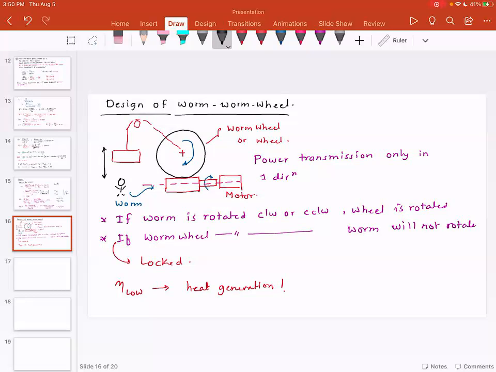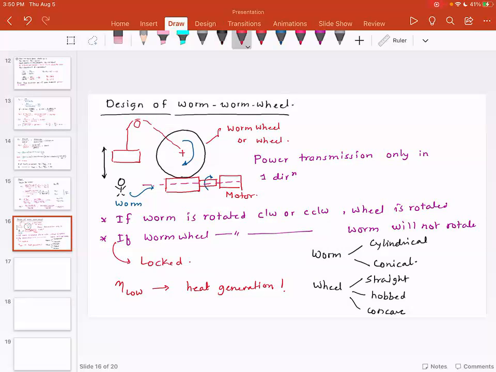So if you look at worms, there is a cylindrical worm, there is a conical worm, and if you look at wheel, there is a straight, hobbed, and concave. So you have a straight wheel, you have a hobbed wheel, and you have a concave wheel. So these are different types of combinations.